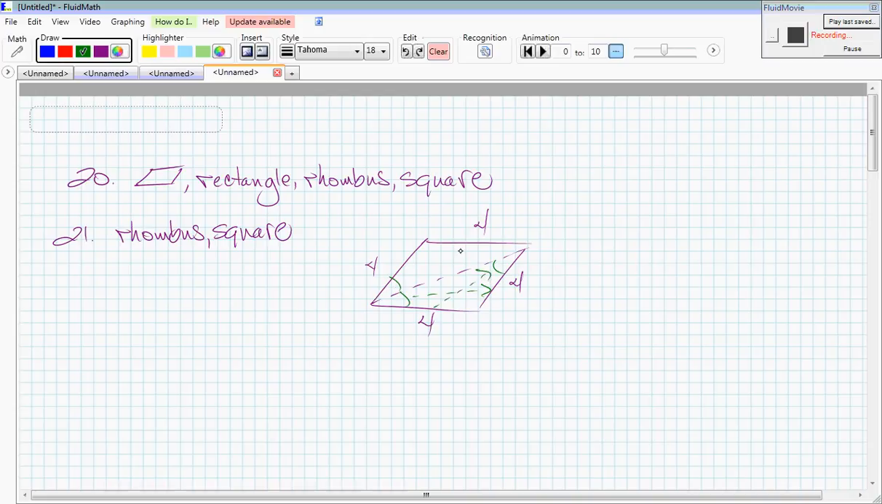Same thing here. This is across from 4. This is across from 4. They have, not only do they have equivalent legs, they have a third leg that's also congruent. So what we end up with is this.